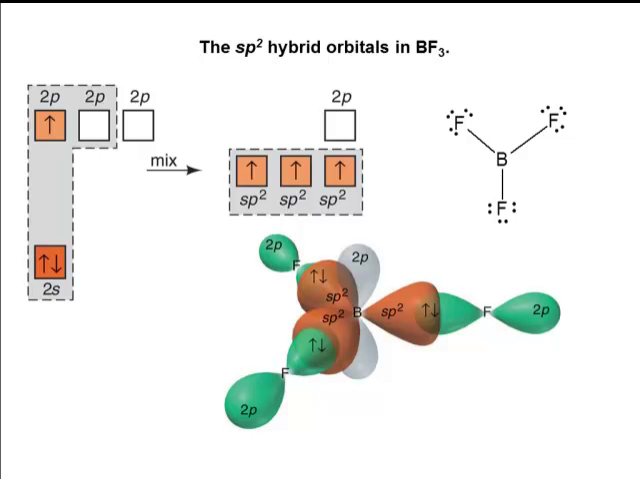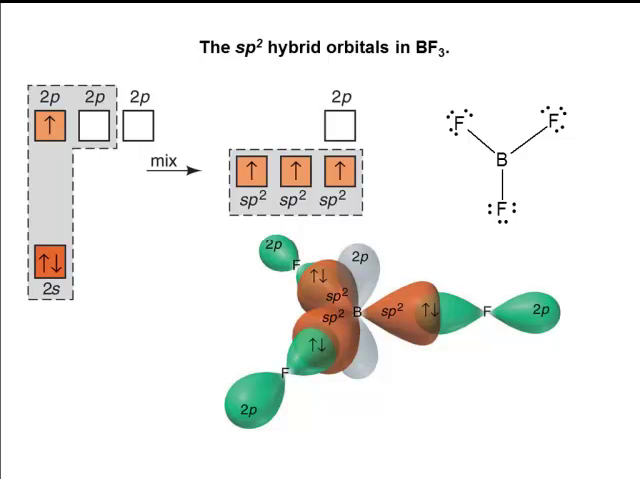All right, let's look at BF3. In order for boron to be able to form three bonds, it needs three unpaired electrons. Its electron configuration to start with is 2s2, 2p1, though. It only has one unpaired electron. Which means that in order to get the BF3 structure shown there, in order to get those three bonds, I need three unpaired electrons. To do that, I'm going to take the 2s and two of the 2p orbitals, combine them all together, and get three sp2 hybrid orbitals. Now each one of those sp2 hybrid orbitals gets one electron.